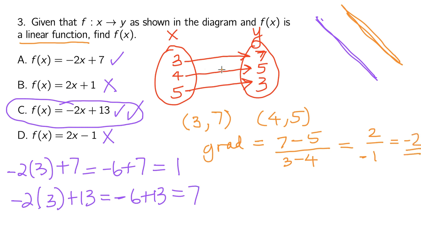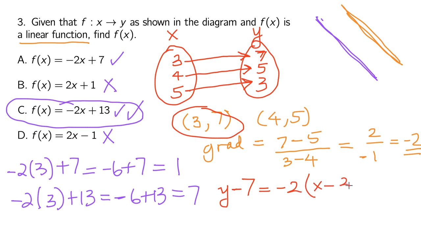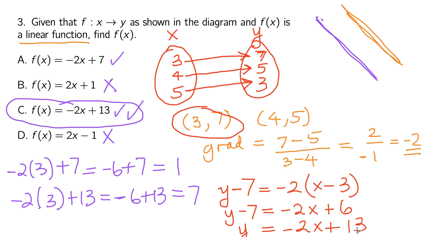Having found the gradient of the line, we can use one of the points, for instance (3, 7), and we can write y minus 7 equals the gradient, which is minus 2, times x minus 3. We simplify this as y minus 7 equals minus 2x plus 6. Simplifying further, we get y equals minus 2x plus 13, and this is precisely what we got in C. So that's another way of doing it.